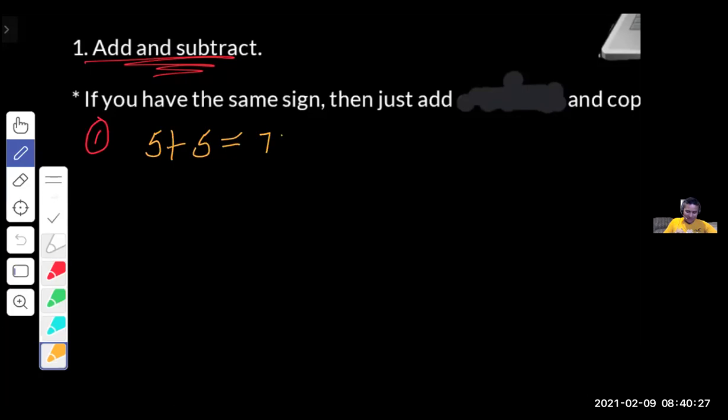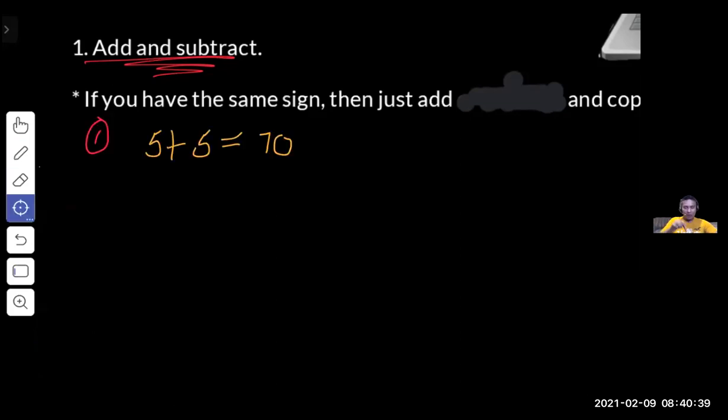It's really simple. You can solve it naturally without thinking about rules: 5 and 5, you use your fingers, and get 10. Simple, right? But the rule is, in the background, you're saying this. Do we have the same sign? What sign do we have here for the first term? Positive. And what is the sign for the second term? Positive. Okay, we have the same sign.